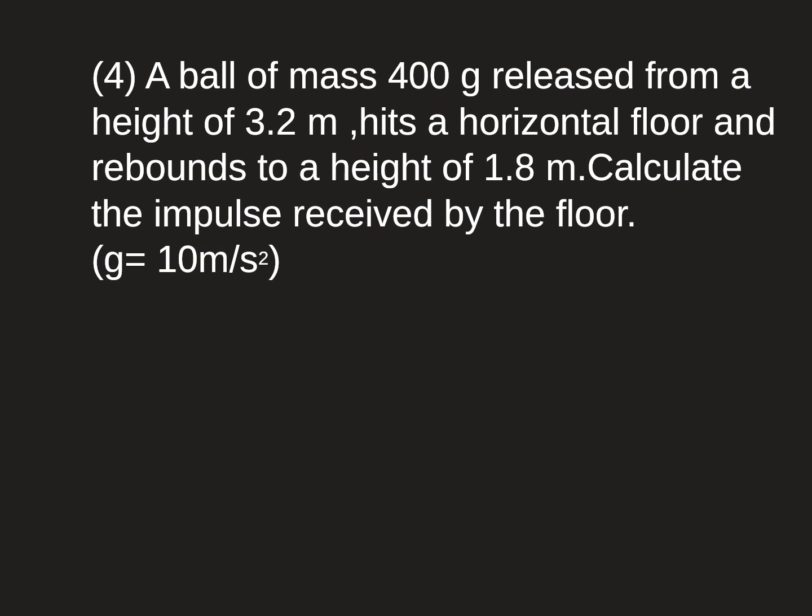It says a ball of mass 400 grams released from a height of 3.2 meters hits a horizontal floor and rebounds to a height of 1.8 meters. Calculate the impulse received by the floor. Gravity is given as 10 meters per second squared.